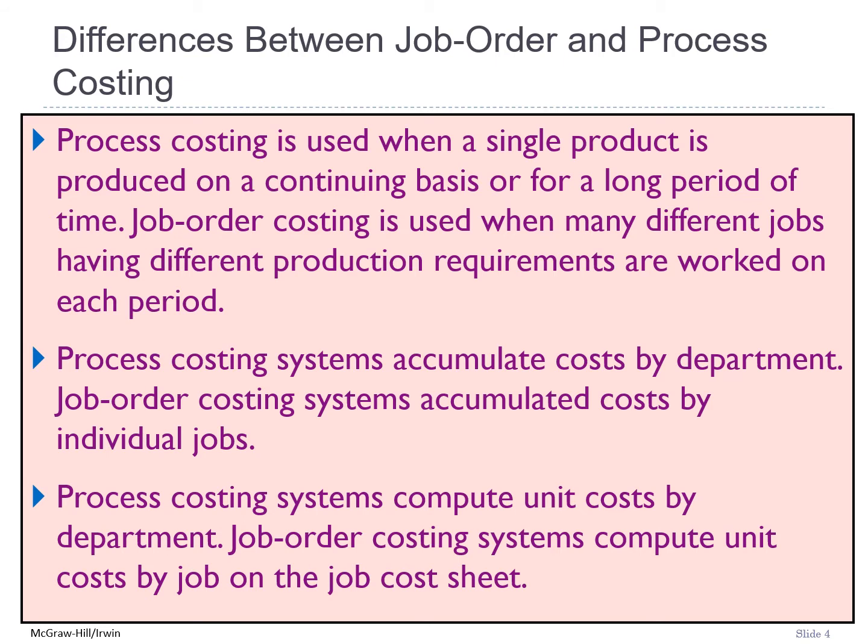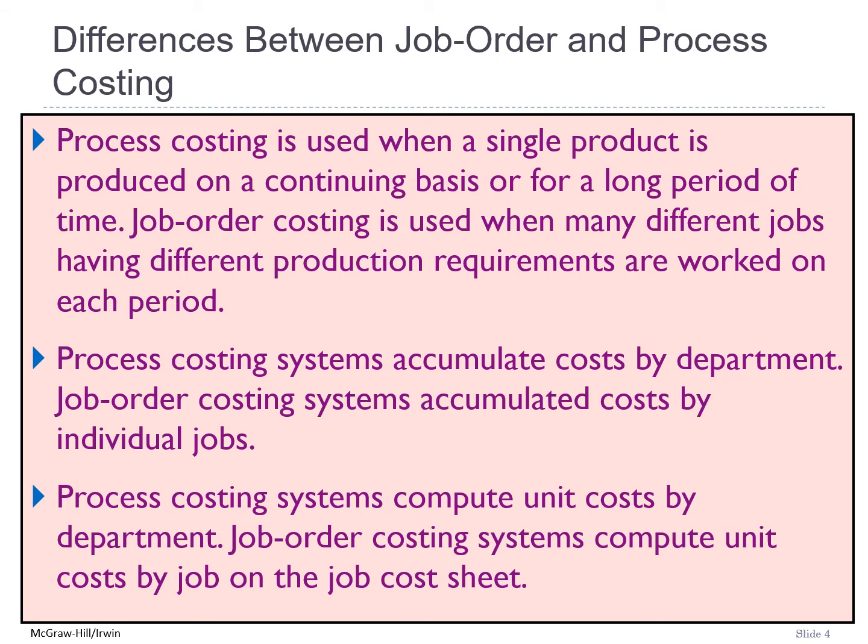So in process costing system, as you can see on the slide, most probably this is used by companies whose product is homogeneous, meaning they are similar. So you're producing one type of product only. While the job order costing system is used when many different jobs having different production requirements are worked on each period. So if you remember, if the company is using job order costing system, there is an interaction between the customer and the company. So the product or the services provided by a company using job order costing system is sometimes unique. It depends on the customer.